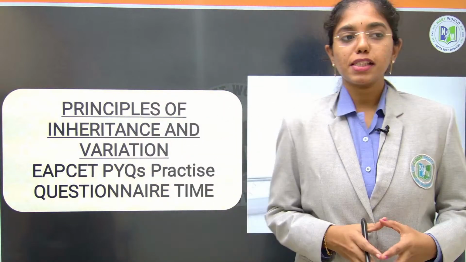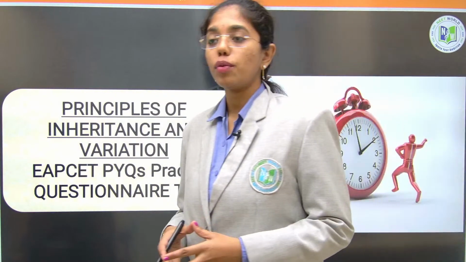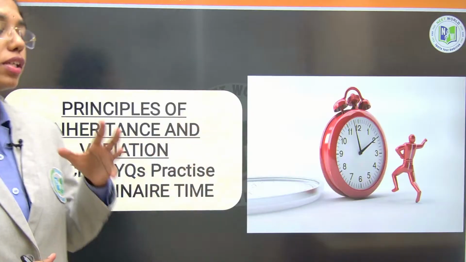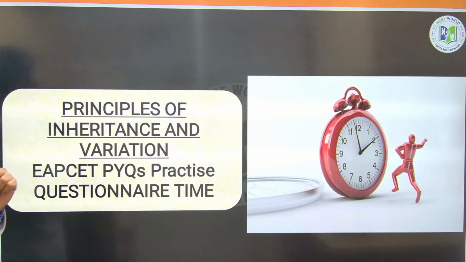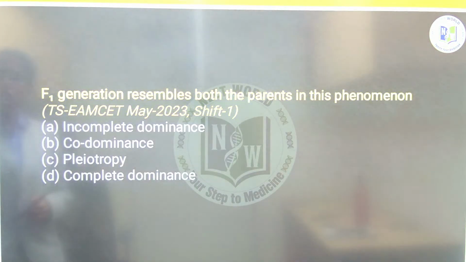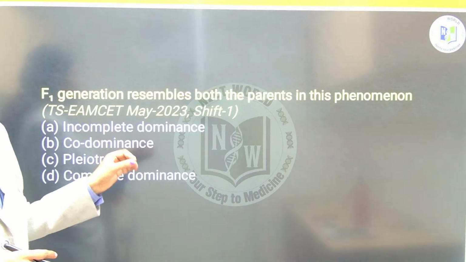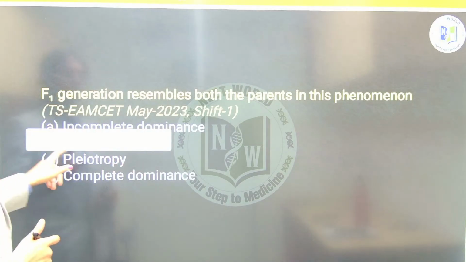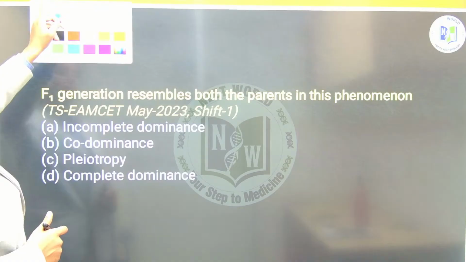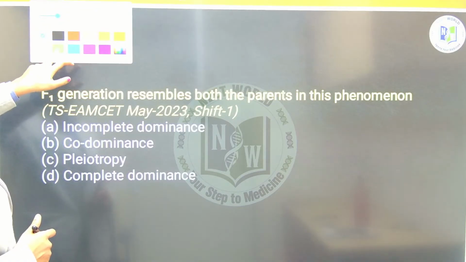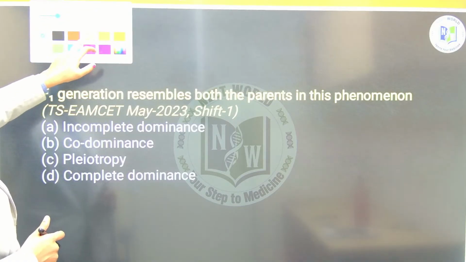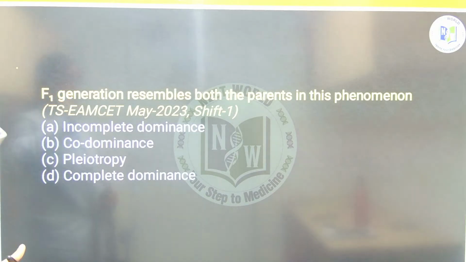All the EAPCET aspirants, here we are to solve the EAPCET previous year questions from the chapter Principles of Inheritance and Variation. Let's get started with the first question, wherein the F1 generation resembles both the parents in this phenomenon. Both the parents will be resembled. In the F1 generation, you can see both the parental traits.